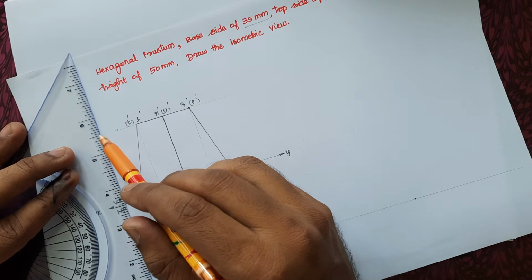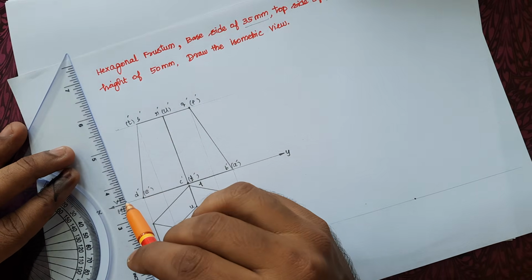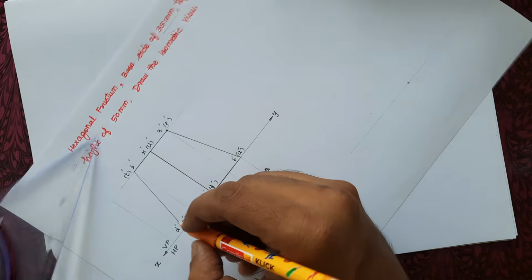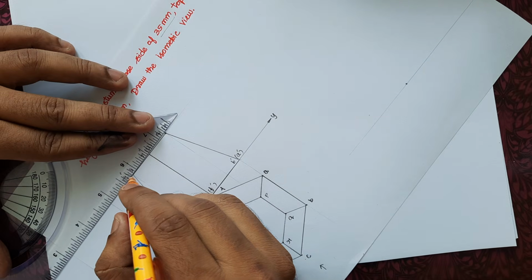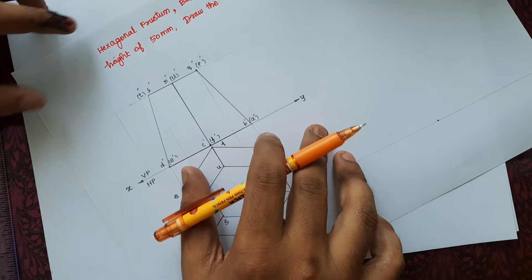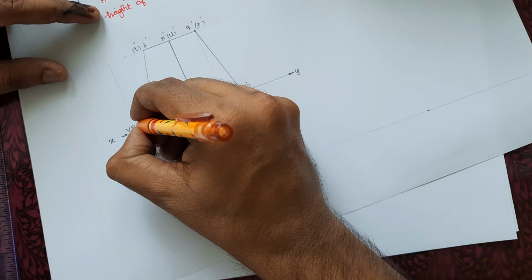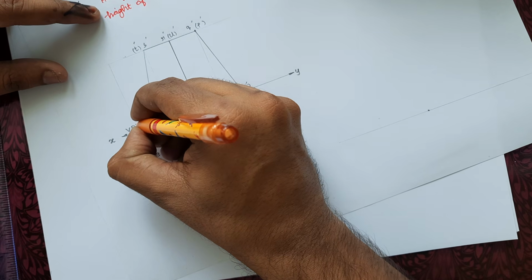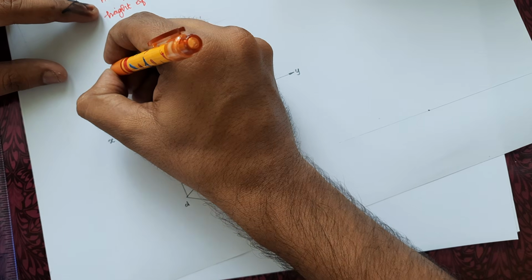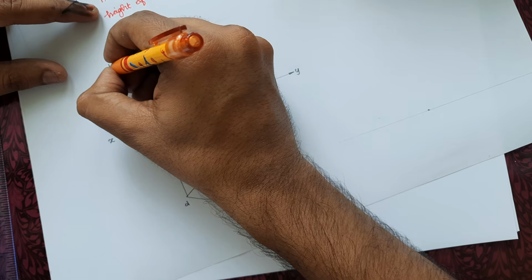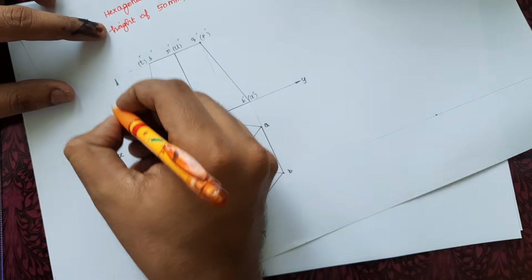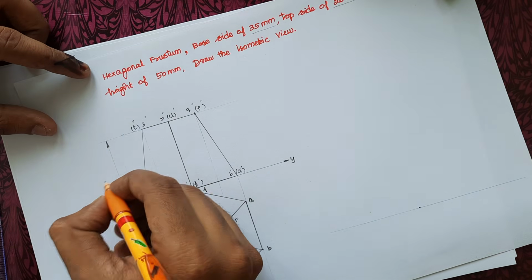And we can mark the dimensions here. The arrowhead should be neat and proper. It should have a 3:1 ratio. The length of the arrow will be 3 and the width of the arrow will be 1.